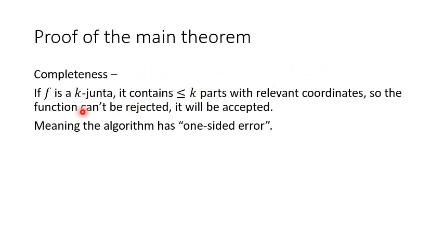But in this case, the function can't be rejected because the algorithm only counts parts with relevant coordinates, and only if it finds k+1 parts with relevant coordinates, it rejects. So the function won't be rejected, which means it will be accepted because we have no other option. So we have completeness, and it wasn't even conditioned on something. So this means that we have no error on the side of the completeness. The algorithm has one-sided error. If the function is a k-junta, it will always be accepted. There is no probability here.